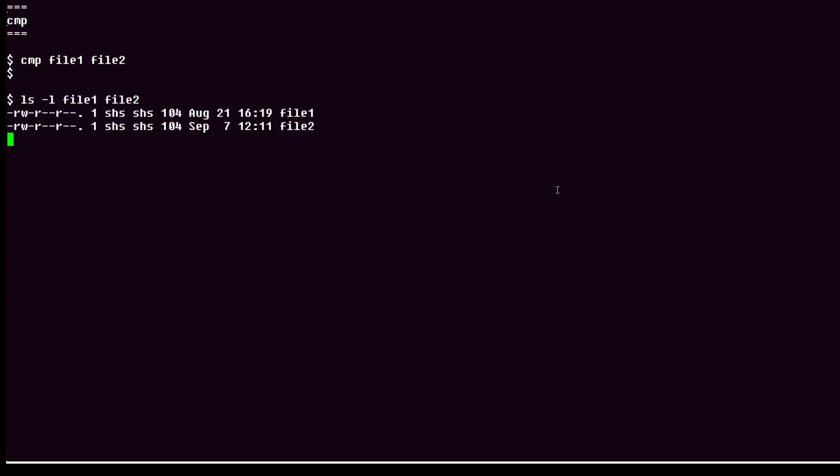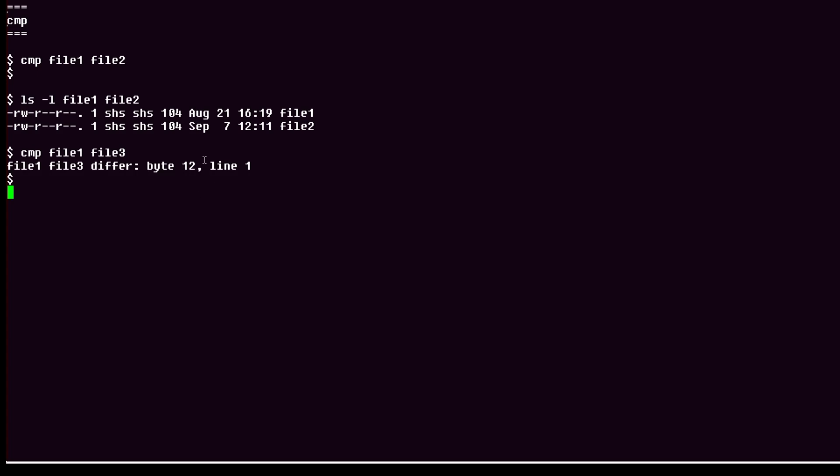And just to show you these two files, you can see that they're both the same length, so it makes sense that they would have the same content. Okay, now if we run a command like this, now the files are different. And what it's telling us is where the difference is.